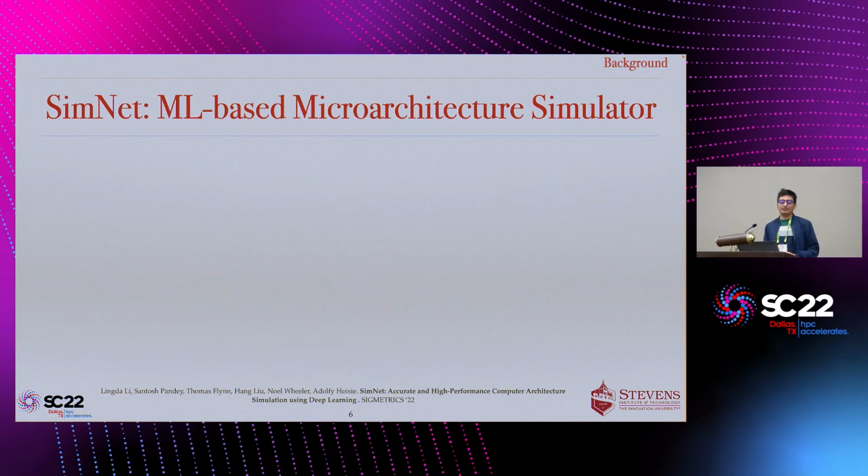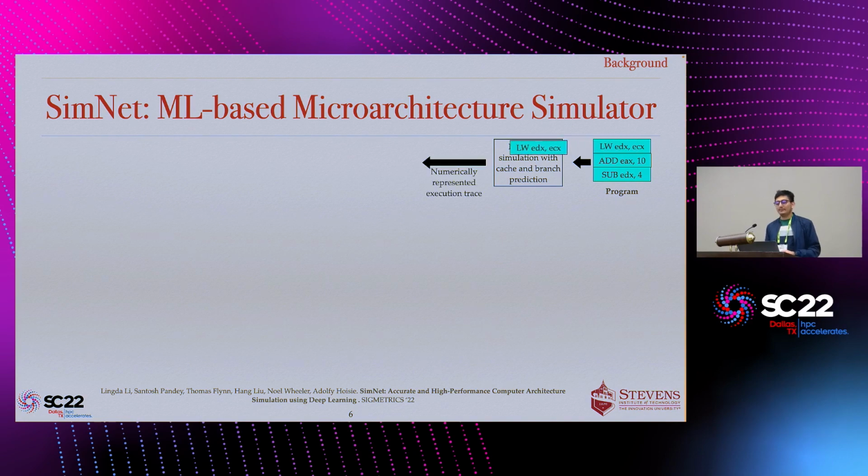Now let's move into details on how a state-of-the-art ML-based simulator works with SimNet. So we have the same program that we need to simulate. And for the program, we need to generate the input features for those instructions to perform machine learning-based simulation. So for that, we use functional simulation with cache and branch prediction. And with that, we generate a numerically represented execution trace. And this kind of trace has two categories of features. So the first one is static features, which represent the static property of the instruction, like the operation type and the registers that the instruction is using.